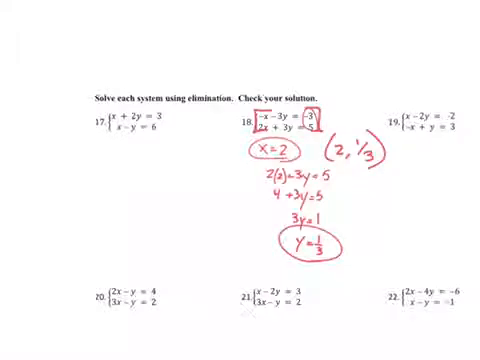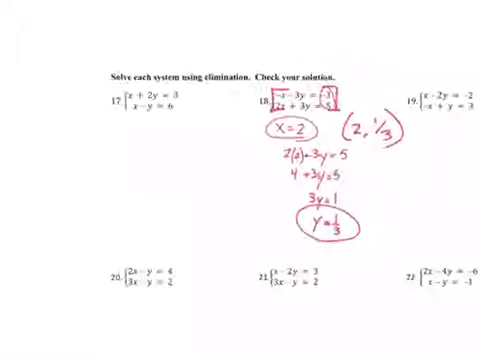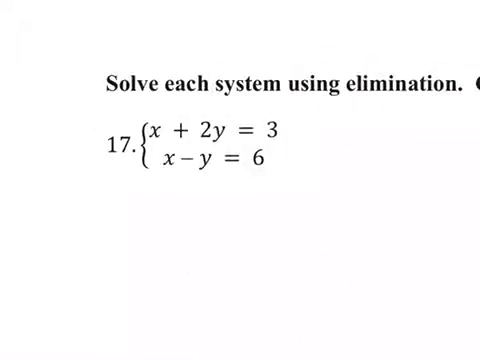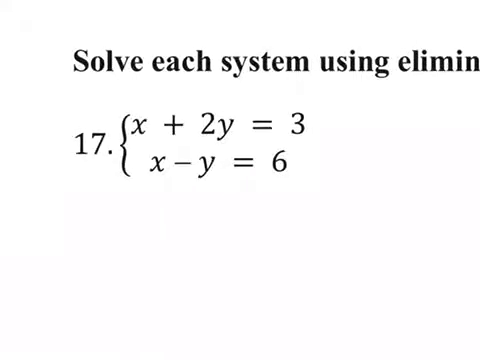Some of them are going to require some multiplication though. Check this one out. Nothing's going to cancel right away. x and x will become 2x, 2y and negative y will become a y. So I need to pick one of these. It doesn't matter which one. I need to figure out, do I want my x's to cancel or my y's? I'm going to choose my y's. So if I have 2y, I need this to become a negative 2y, which means I'm going to need to multiply the bottom equation by 2.